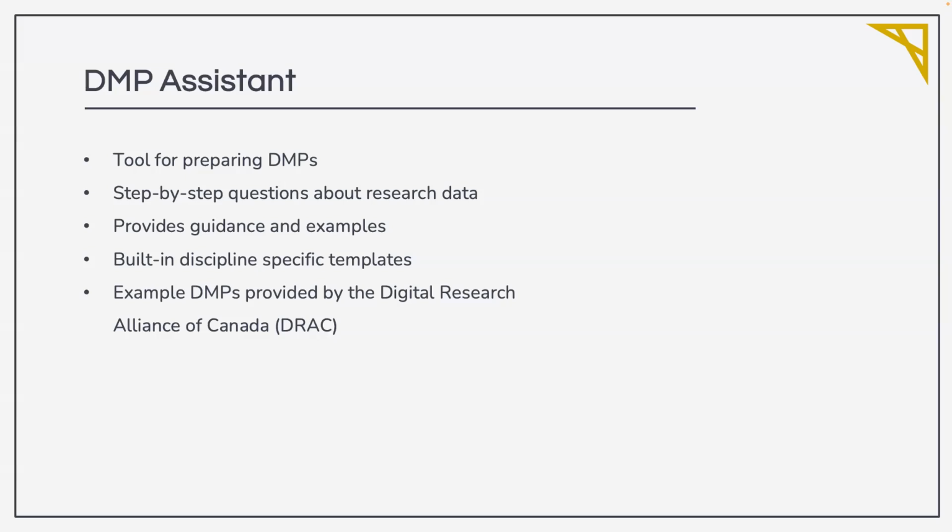And so the DMP Assistant is just a tool for preparing DMPs. It's a website that has a web form, and all of these questions you can just fill out. They're step-by-step questions about your research data, but again, very much linked to what your research looks like. It can be linked to your methodology and how you're formulating your hypothesis. I would really encourage that.